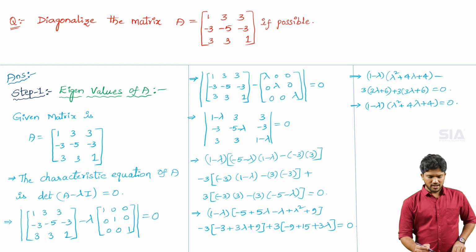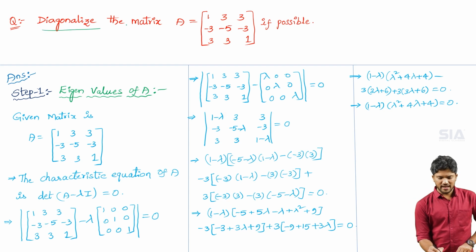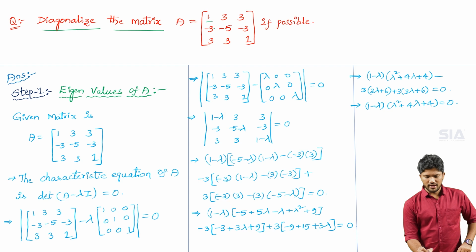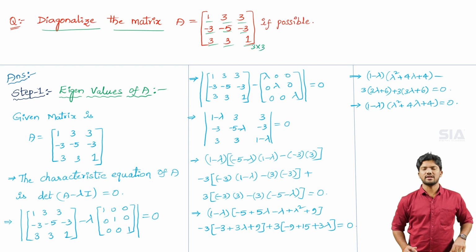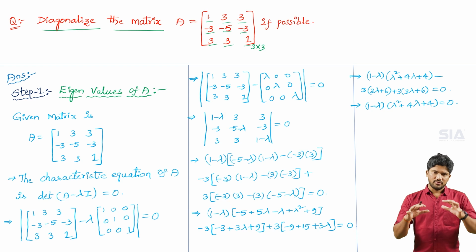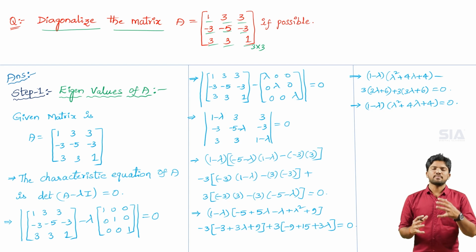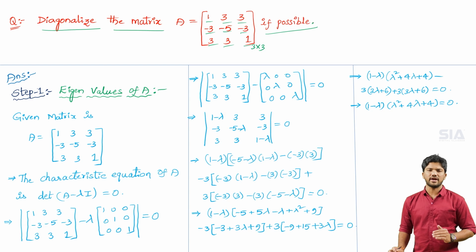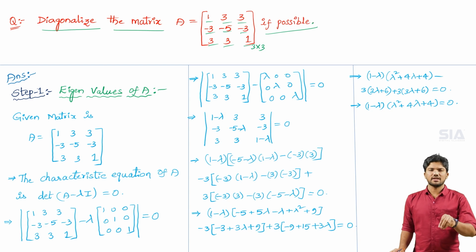First of all, observe the question. Diagonalize the matrix capital A. That matrix is [1, -3, 3; 3, -5, 3; 3, -3, 1]. It is a 3 by 3 square matrix. Find the diagonalization of matrix capital A, if possible. That means we have to find out the diagonalizability of the given matrix.